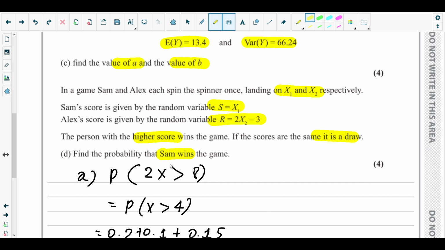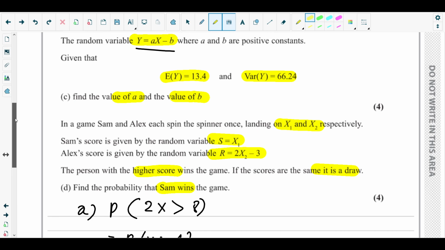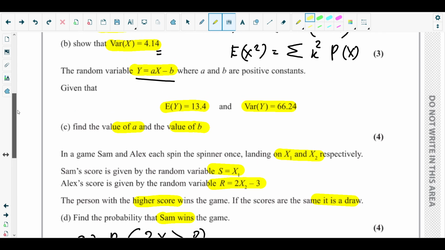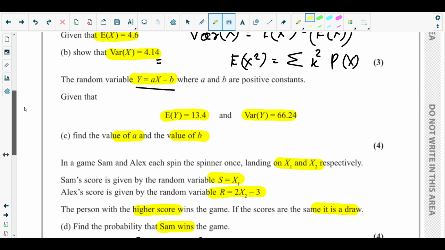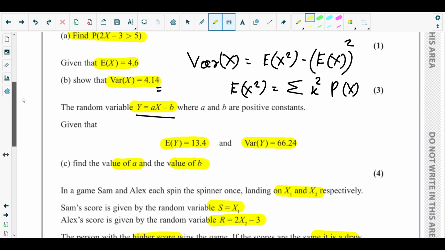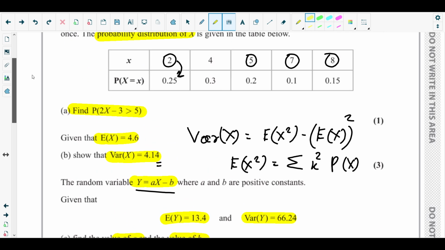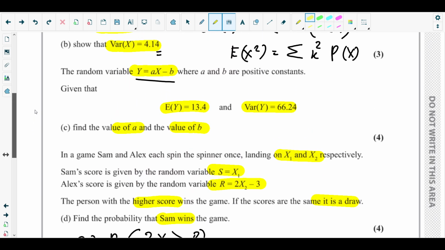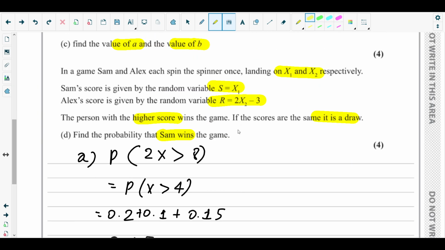Okay, we need to find the probability that Sam wins the game. In order for Sam to win the game, x1, the score of Sam, should be greater than the score of Alex, right? So let's consider the cases. If Sam's score is 2, if x1 equals 2, then what should be Alex's score in order for Sam to win the game?